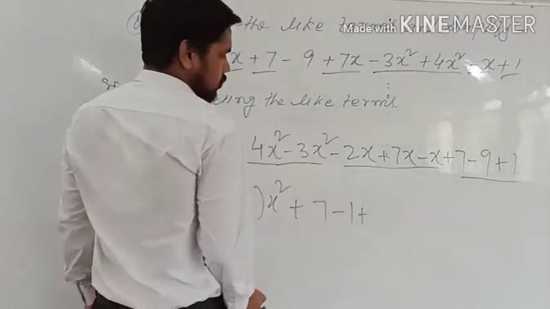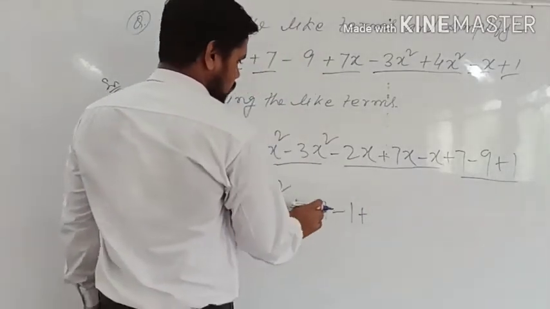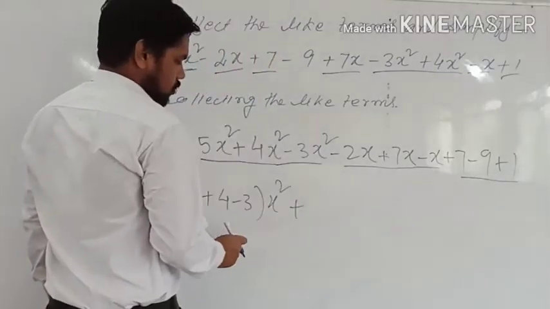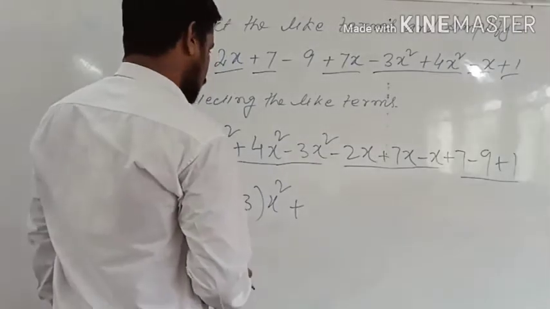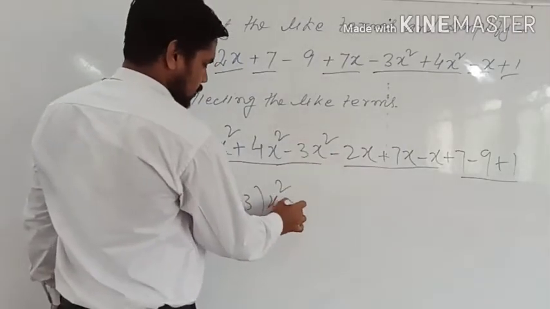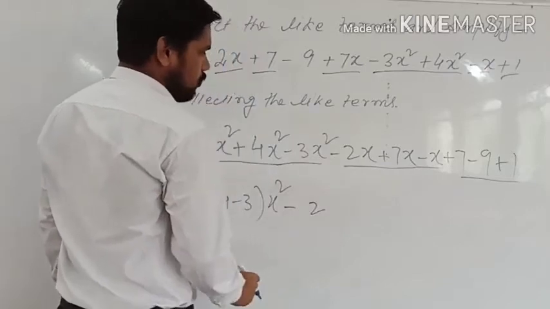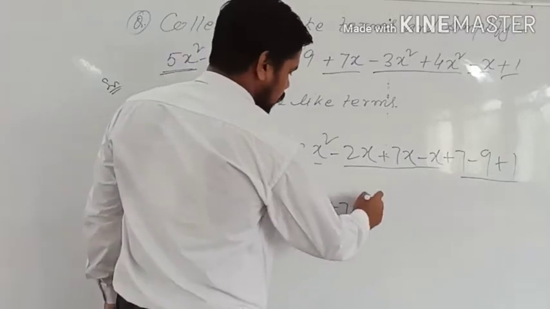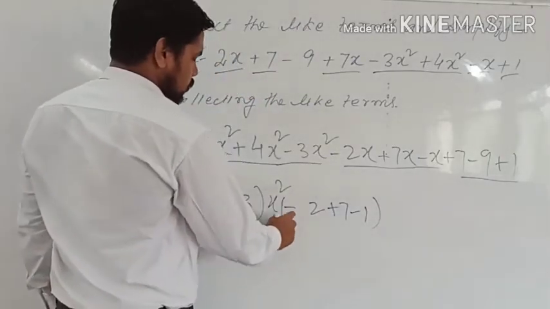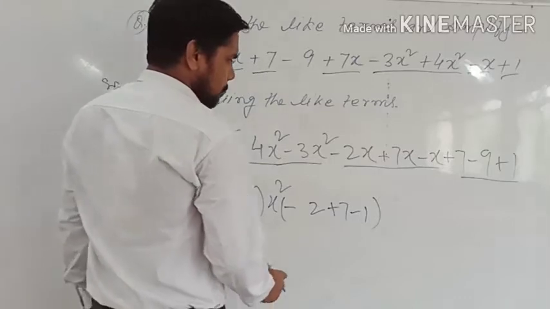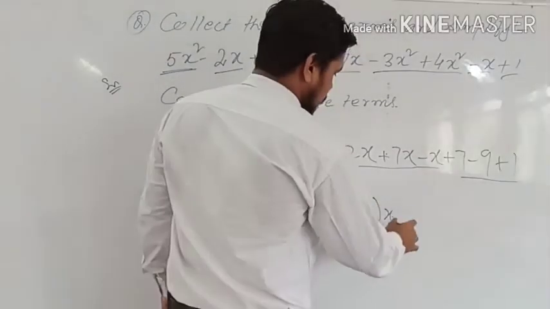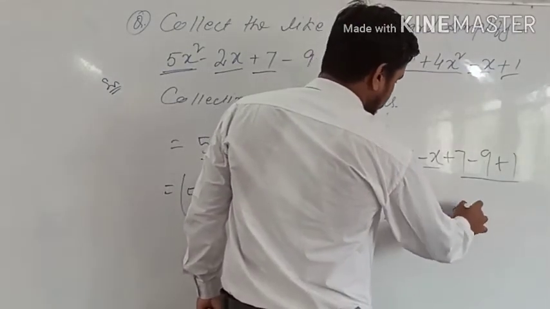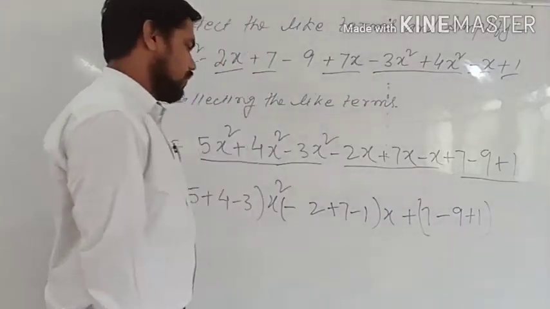So now this one plus 7 minus 1, plus 7 is of that term. 2 also is there, no? So 2. So this much from here. So minus we have 2 plus 7 minus 1. Okay, so this is the thing which we have, and x plus 7 minus 9 plus 1. So now we will check this.